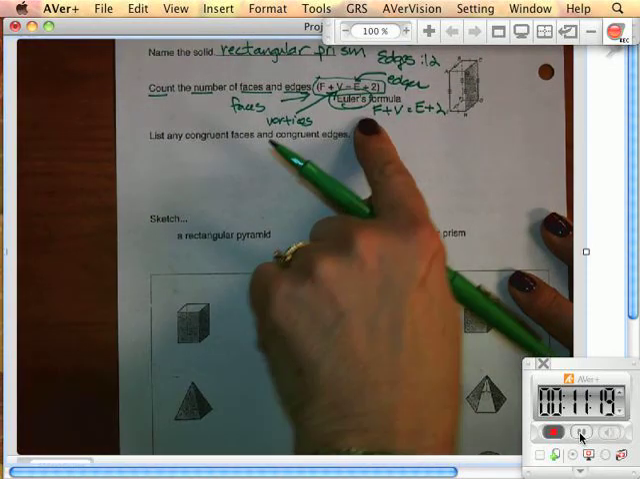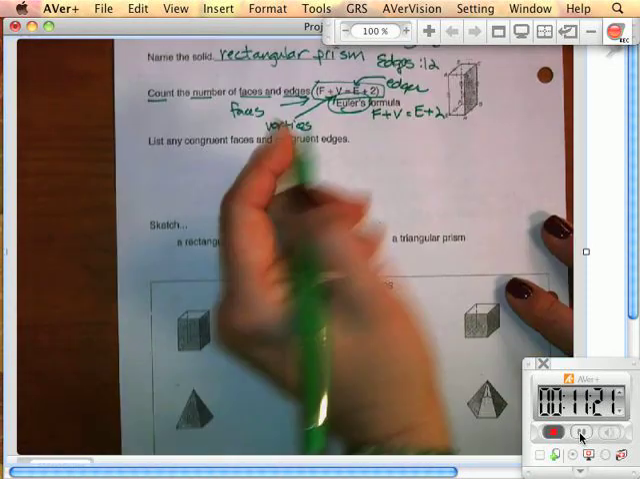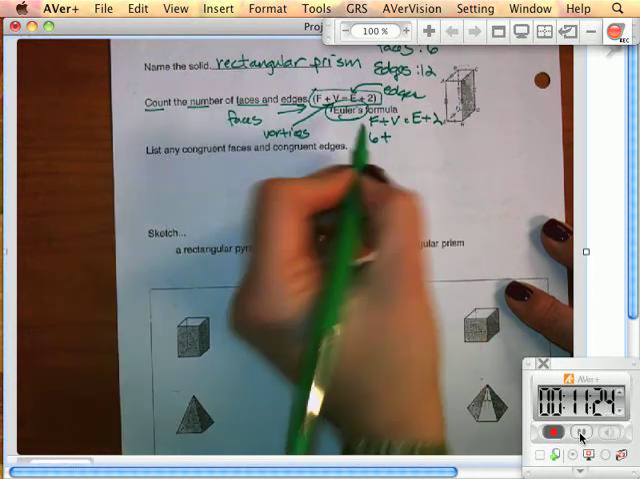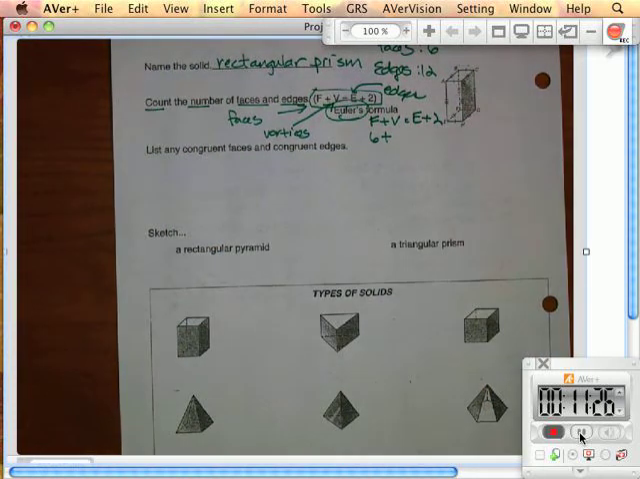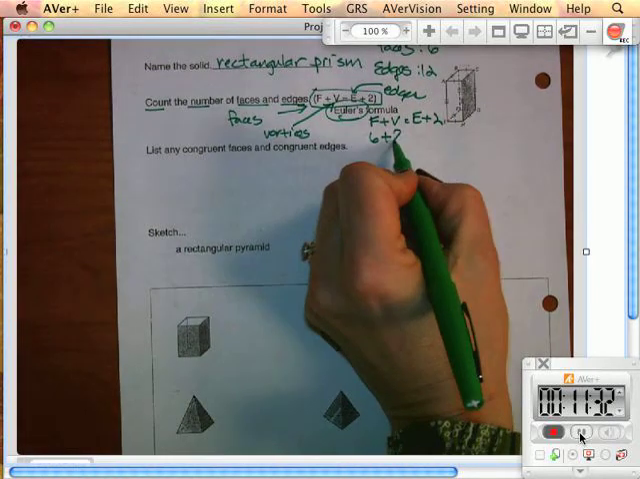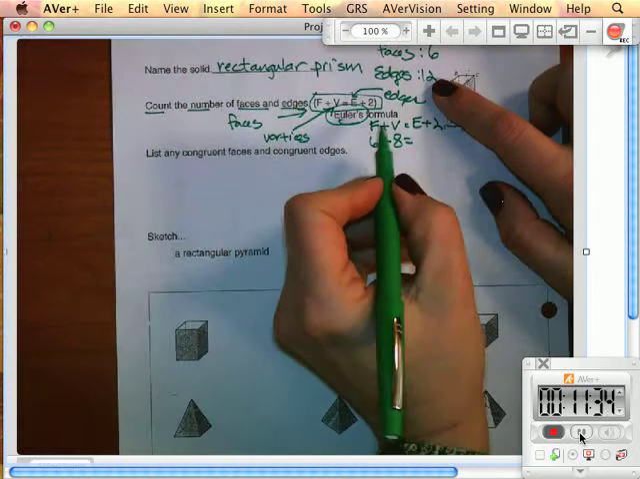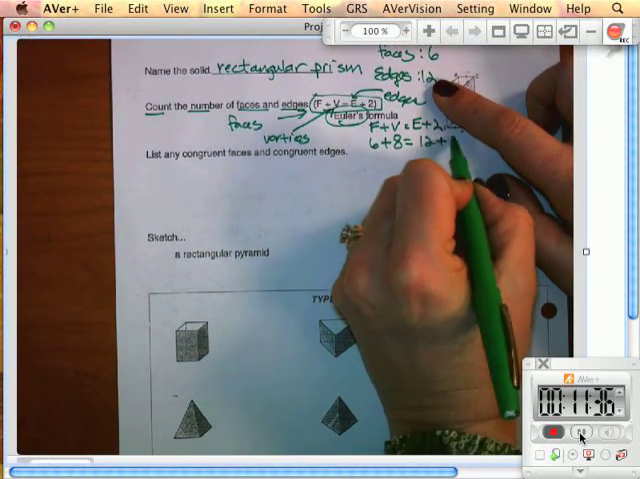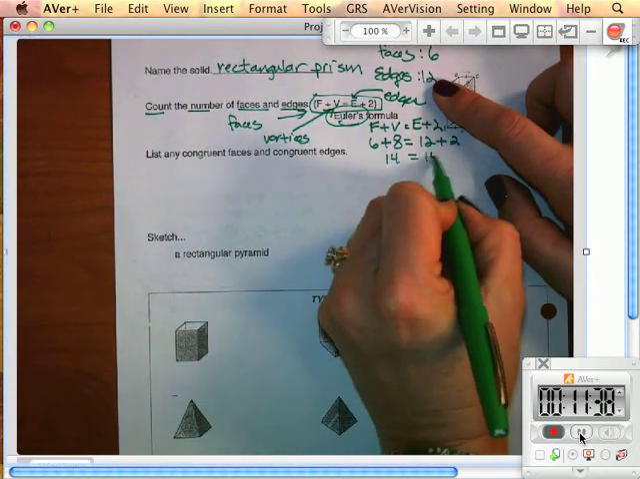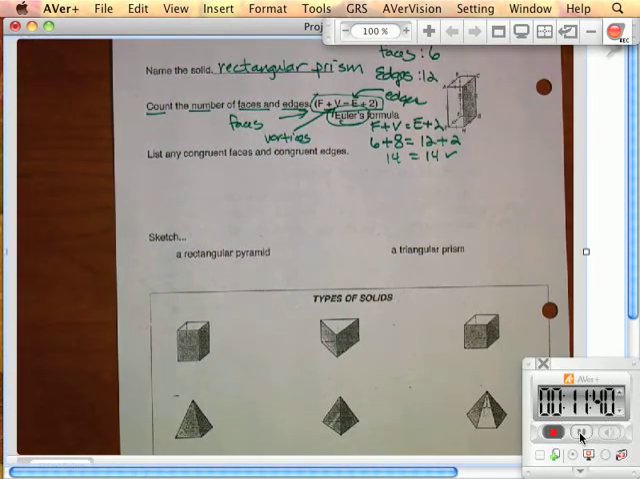How many faces did we decide this has? 6. How many vertices does it have? Corners, vertices. 1, 2, 3, 4, 5, 6, 7, 8. And how many edges did we say? Oh, look how smart he was. It's true.